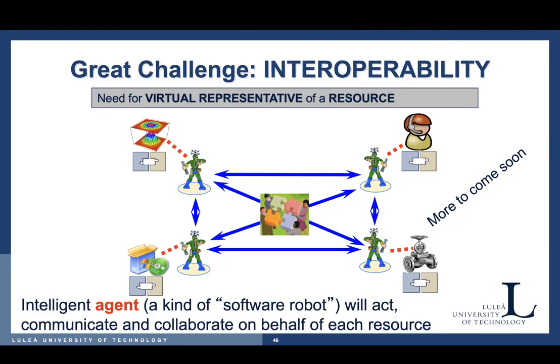We need to create abstractions, and a way to process information and enable communication between different users and different information sources.